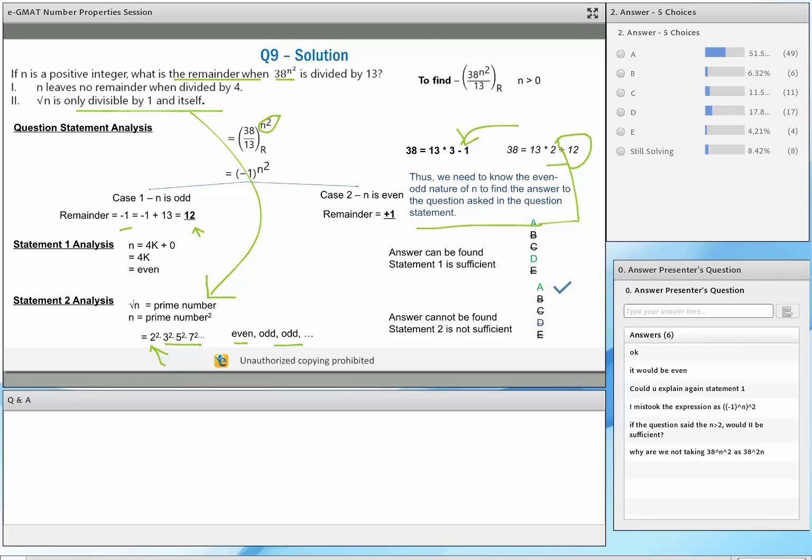So I think there are a couple of you who are getting confused with n squared and 2n. It is n squared, it is not 2n. If it were 2n, then yes, regardless of the value of n, this number would have been even. So then the question would not have even existed. But what it is over here is n squared, right? And that's why you have to take the even-odd nature of n into consideration.